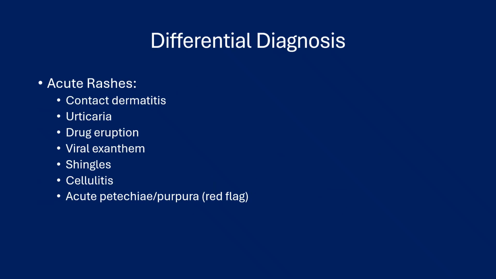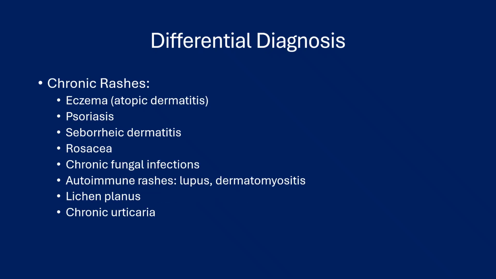Acute rashes would include contact dermatitis, urticaria, drug eruptions, viral exanthems like fifth disease, shingles, cellulitis, and acute petechiae or purpura. That's a major red flag and seen with things like Rocky Mountain spotted fever and others. Chronic rashes obviously include eczema or atopic dermatitis, psoriasis, seborrheic dermatitis, rosacea, chronic fungal infections, which we see quite often, autoimmune rashes, lupus, dermatomyositis, lichen planus, or chronic urticaria.